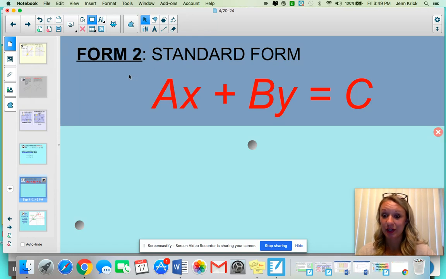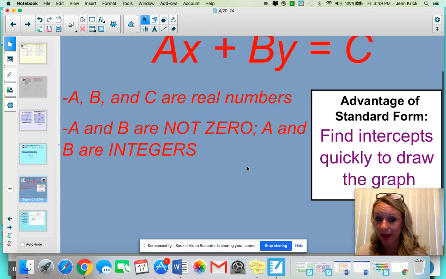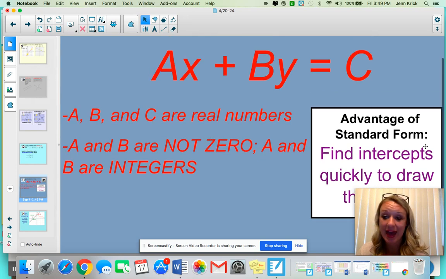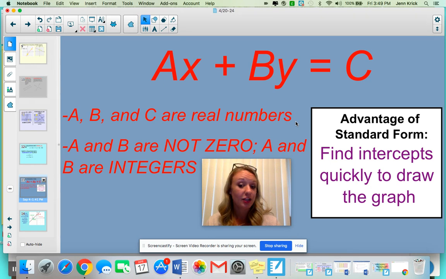Form 2 is standard form. We are really starting to dive into this new content, and we're going to really dive deep into this linear form. Standard form is ax plus by equals c. Okay, but you'll always have numbers in for a, b, and c. A, b, and c are real numbers. They're not imaginary. A and b cannot be 0. Okay, and they're integers. You will not have any fractions when we're working with standard form. So that's an important note. You will never have a fraction when you're working with standard form.